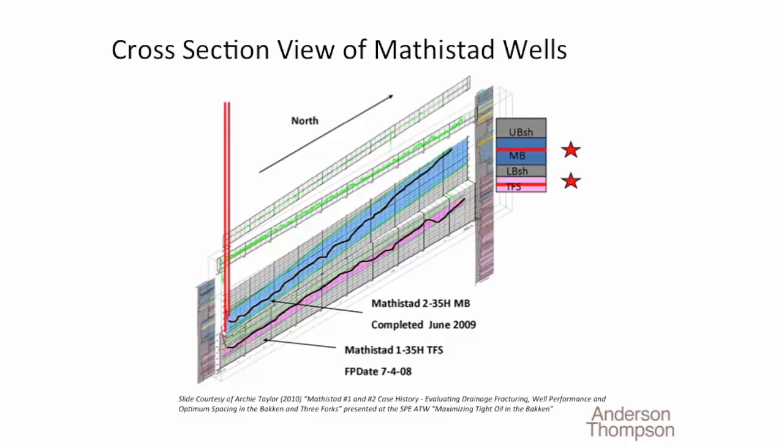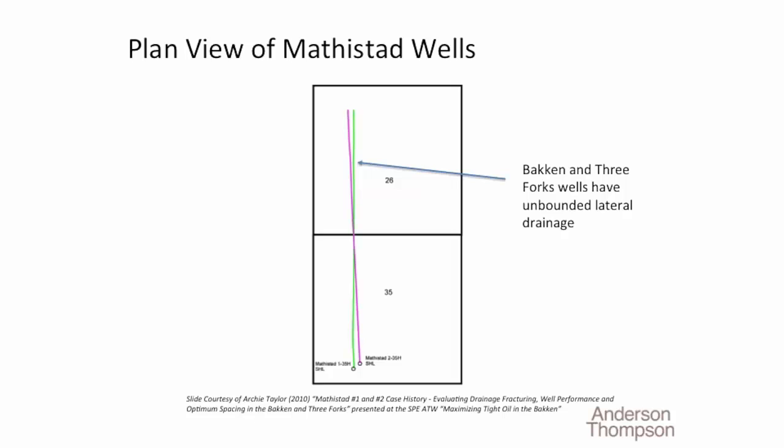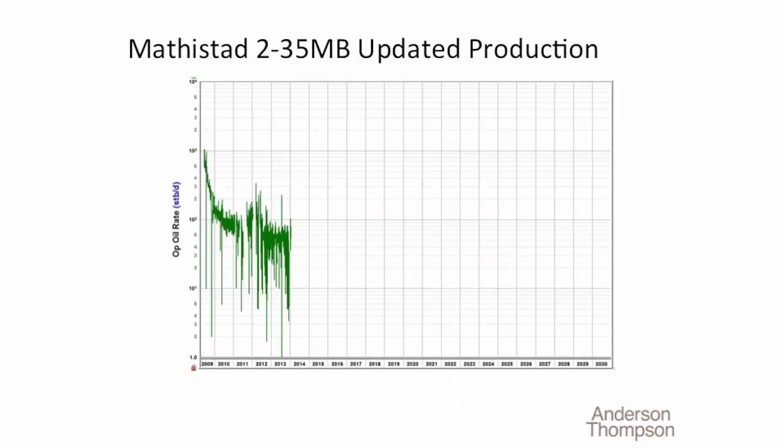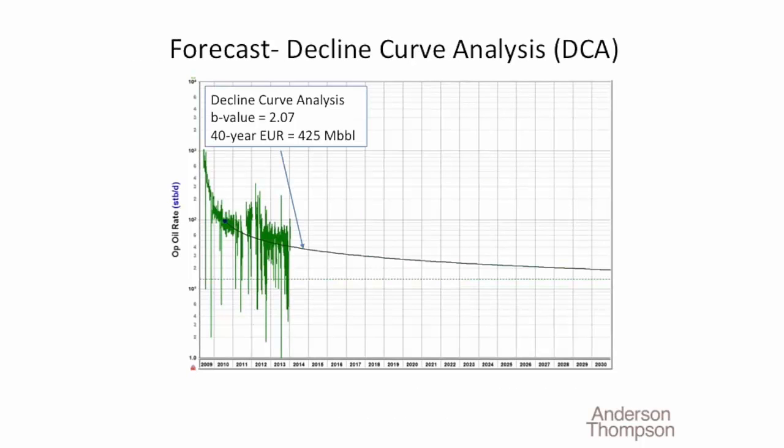And so there, in terms of lateral spacing, we've got a full section, and one well is kind of over top of the other one. And so they, in essence, have unbounded lateral drainage when they're first drilled, of course. But the question that's going to come up later on is how do we develop this field going forward? So let's take a look at the data again. There's our production data. There's our decline curve analysis. Again, 40-year EUR.